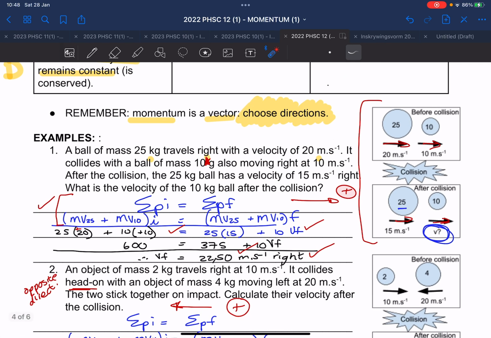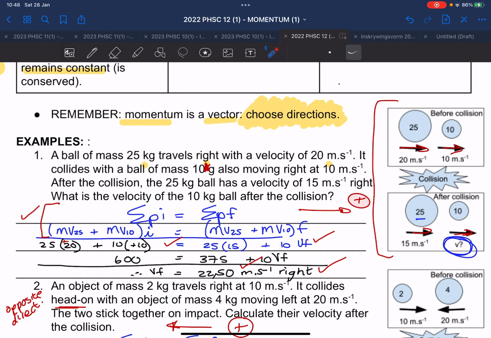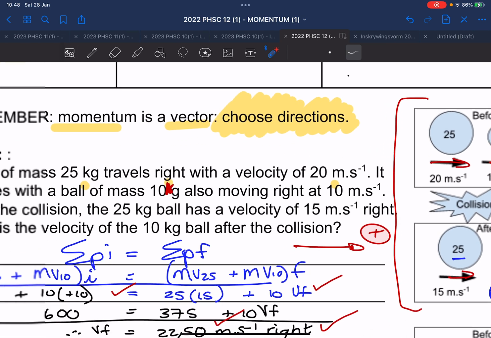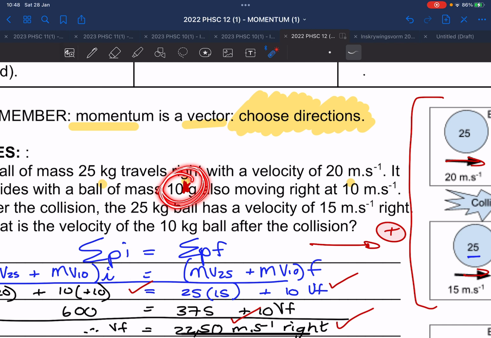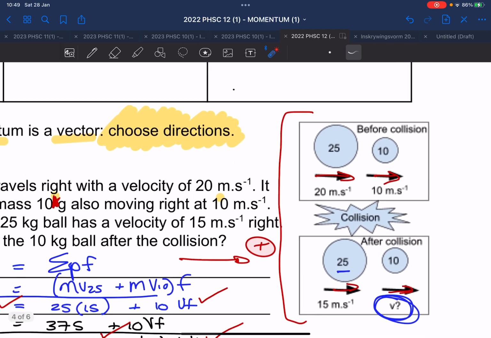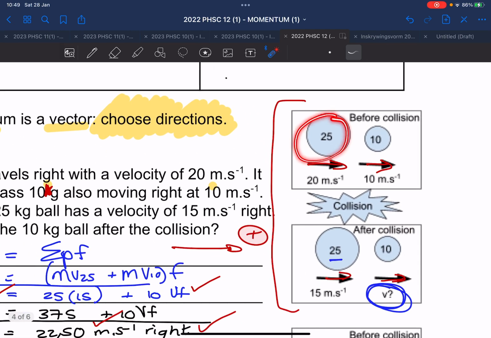So let's quickly look at the scenario here. They tell you have a ball with a mass of 25 moving to the right at 20 meters per second, and a ball with mass of 10 moving at 10 meters per second. Here I made a mistake there. That 10 must be 10 kilograms, not 10 grams. Then, because this ball is bigger and it's moving faster, obviously it will catch this ball and it collides with them and then moves to the right afterwards.